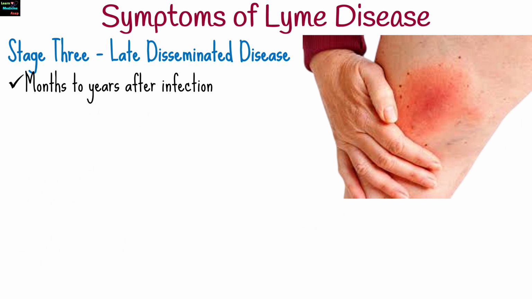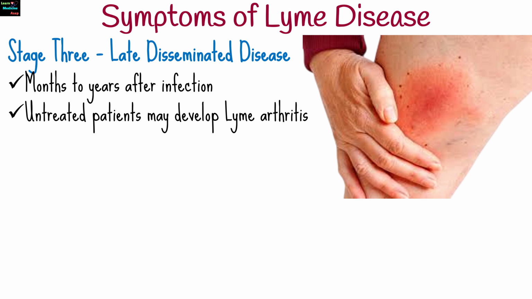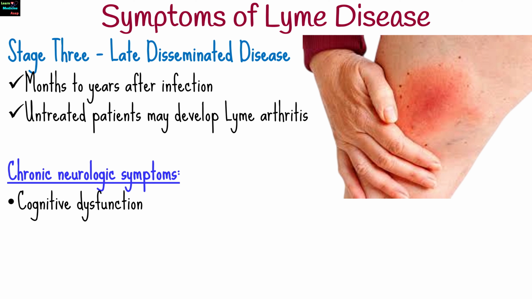Stage 3. Late disseminated disease. Months to years after infection, untreated patients may develop Lyme arthritis, especially in large joints like the knees. Chronic neurologic symptoms, such as cognitive dysfunction and neuropathy, can also appear.